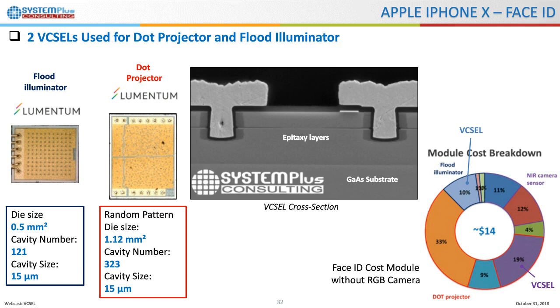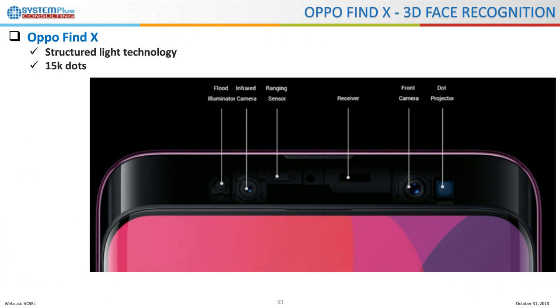Now, if we have a look at the other smartphones which are provided with 3D face recognition, as Bart mentioned, Oppo, Xiaomi, and Huawei also followed the Apple introduction, this year, at the end of the year. The Oppo Find X here also uses a structured light approach. The dot projector, in terms of resolution, is half compared to the one of the iPhone 10. So it's only 15,000 dots which are used for the resolution.